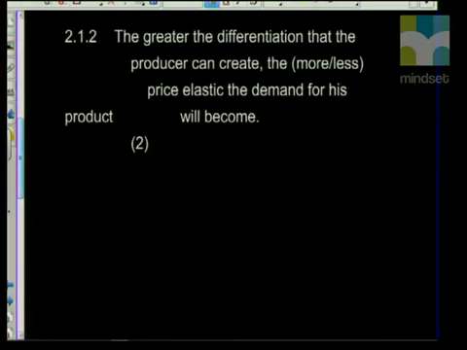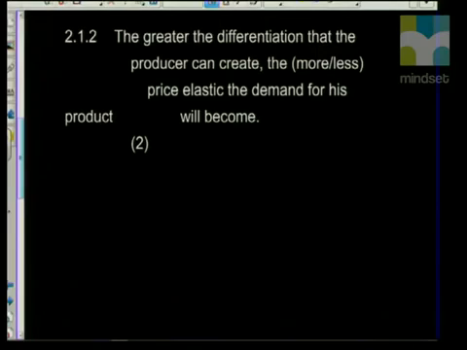2.1.2, the greater the differentiation that the producer can create, the more or less price elastic the demand for his product will become. Now you can imagine that if you offer a product that is similar to that of other people, the more you differentiate, it means the more attention you pay to detail, and the more different your product will be from others, the less price elastic the demand will be, because people would prefer your product because they know that it's a good quality product or that it offers certain characteristics. So when it becomes less price elastic, it means that a change in the price of that product would not have a huge influence on the demand for that product.